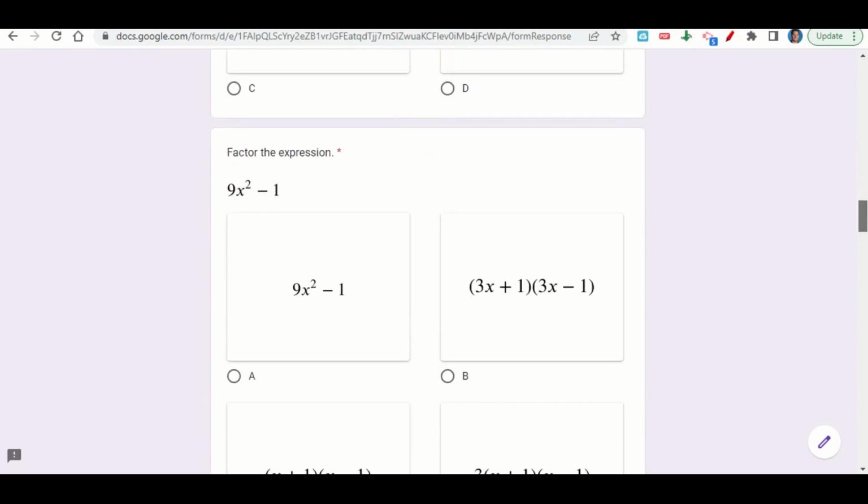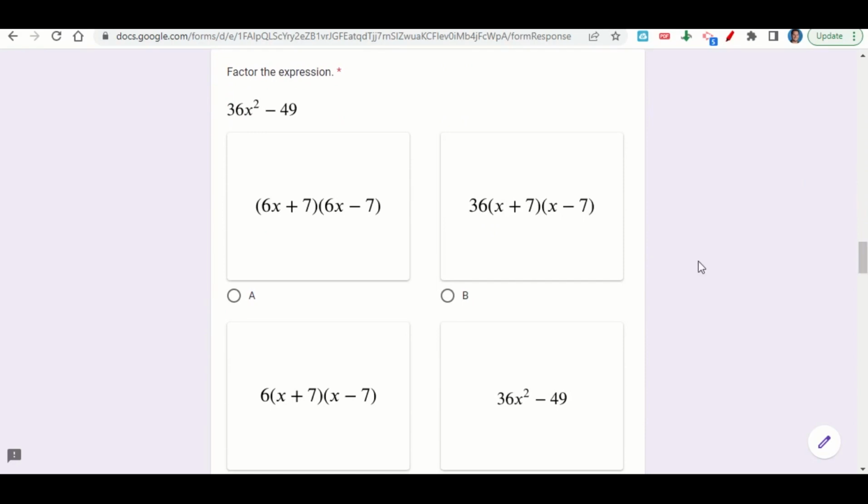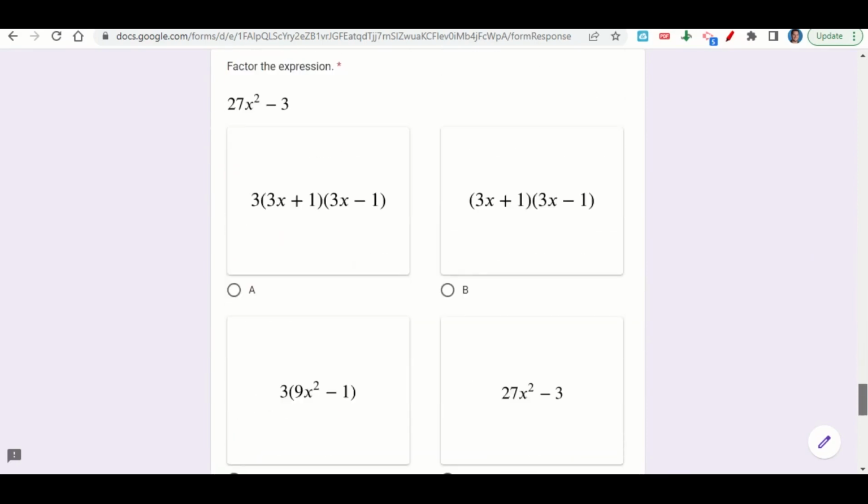We'll scroll down. Let's look at another one. How about this one? 36x squared minus 49. Well, we should recognize 36x squared as being 6x squared minus 7 squared. So we can break that up and make it 6x plus 7 times 6x minus 7, which is this one right here. So we'll continue to answer all of these until we get to the end.